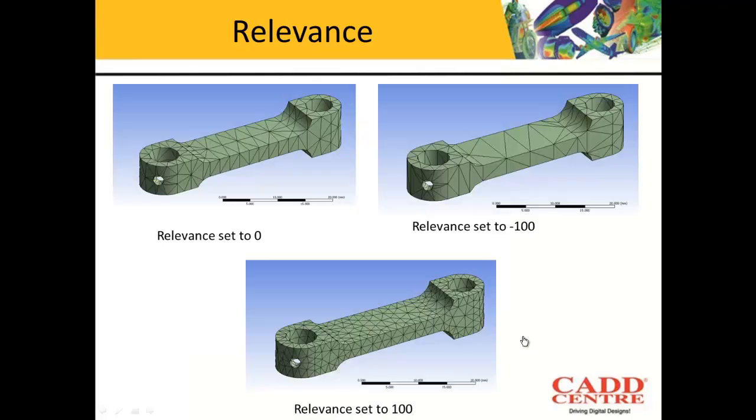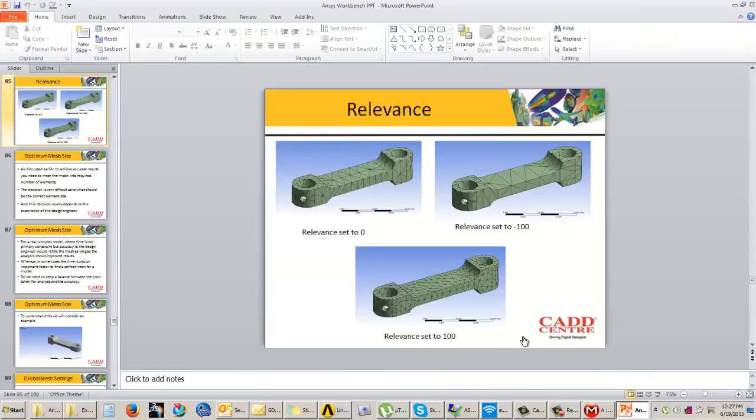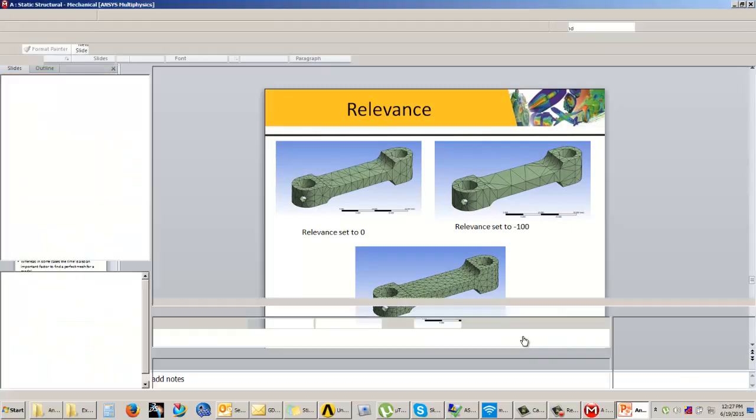You can see 3 images over here. This is one image where the relevance is set to 0, so I have got this meshing. Next, if I change the relevance setting to +100, it becomes finer. And when we change the relevance setting to -100, this is the coarse meshing that we got. Now let us see how to use the relevance in Ansys Workbench.